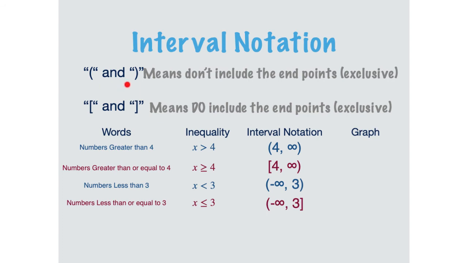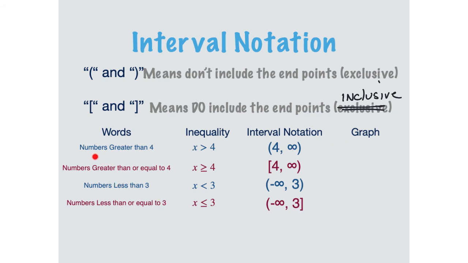So there it is, kind of summarizing the interval notation. Parentheses means don't include the endpoints. That's called exclusive. So we're not including. And the hard brackets mean do include the endpoints, and that shouldn't say exclusive. That should say inclusive. And one of your jobs today is going to be to come up with all of these words in inequality interval notation in the graph for all of these inequalities.